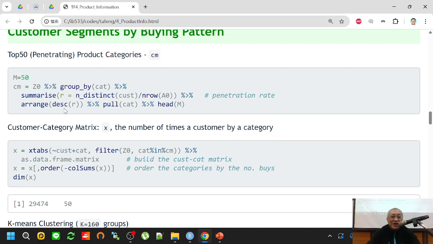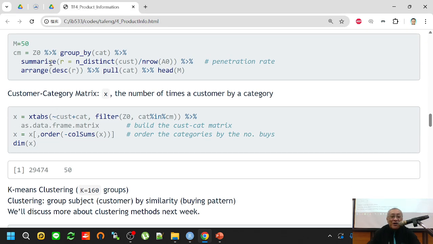50 product categories that have the most people buying. We call this penetration, right? It means that more people buy these 50 categories than the other categories. Okay, so I use this as a filter, right? So I filter the categories in this 50 category list, and then again I'm using this xtabs, right?